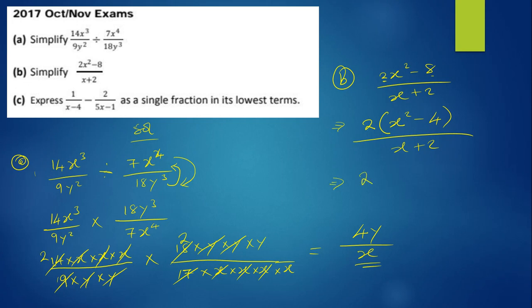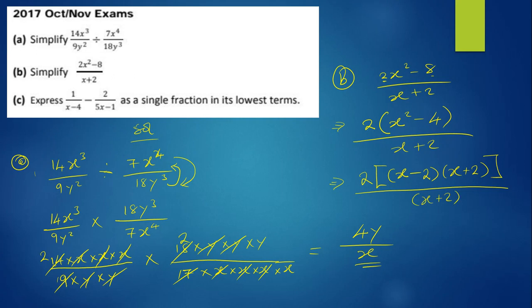You're going to say 2, then open bracket. You can still factorize the thing inside by difference of two squares. You know that x times x gives x to the power 2, so you get x minus, and which numbers can give you 4? It's 2 times 2. So you get 2, and then the other bracket, x plus 2, like that, over x plus 2.